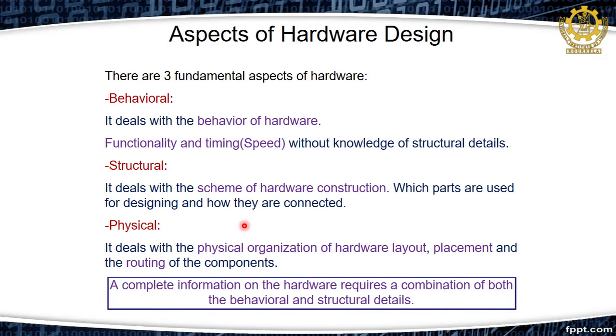So, when an engineer is dealing with behavioral level of modeling, he does not worry about the structural modeling, understood. So, of these two aspects, when we are working with behavioral level modeling, knowledge of structural details is hardly required. This is to specify the behavior of the design of a system.